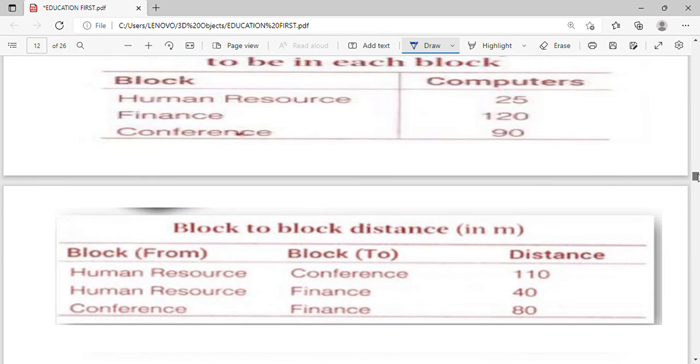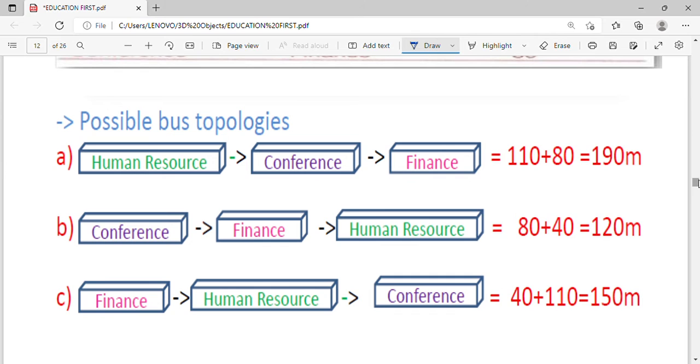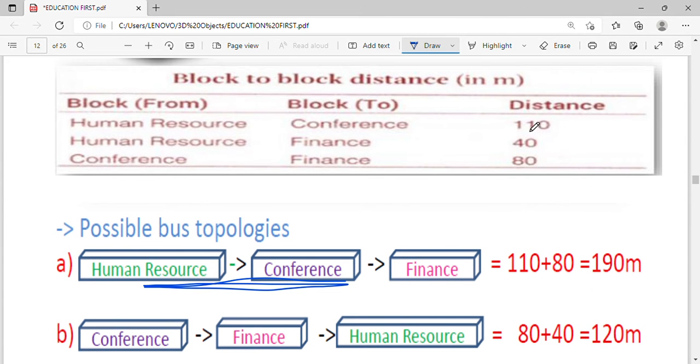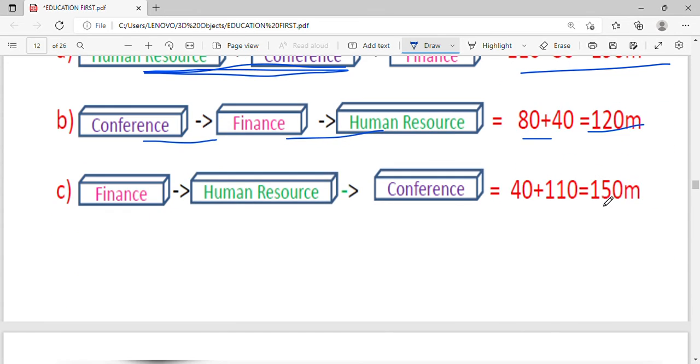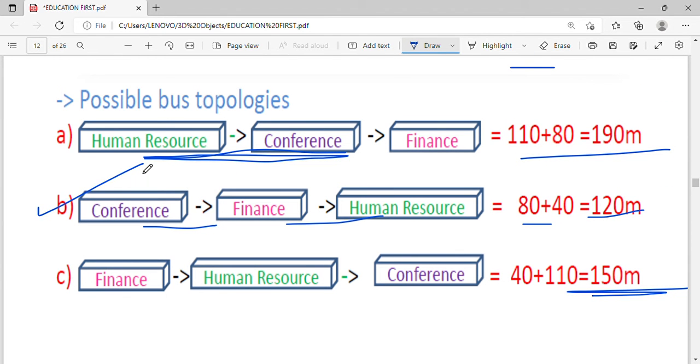So let's see the possibilities of bus topologies. If we make the connection like this, we know the human resource and conference are at a distance of 110 meters, and conference and finance are at 80 meters, so the cable length comes out to be 190 meters. Similarly, conference and finance is 80 meters, and finance and human resource is 40, so the cable length comes out to be 120 meters. Similarly here, the cable length comes out to be 150 meters. So the shortest cable length for a possible bus topology is this. This is the best possible network layout.